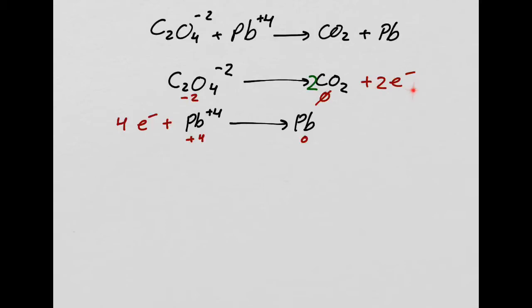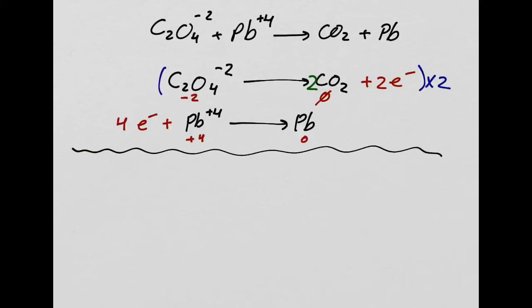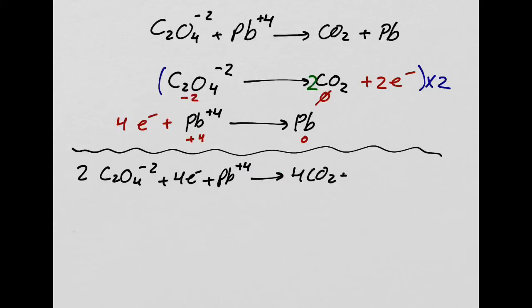Now last thing, this guy lost 2 electrons, this guy gained 4 electrons. That cannot be happening. These two have to be exactly the same. How do I make it? How about if I multiply this by 2? If I do that, this would be 4. It would match this one. Last thing to do is combine all the reactants together and combine all the products together. Don't forget to multiply this out. If I do that, I get 2 C2O4 minus 2 plus, when we come down there, 4 electrons plus Pb plus 4. Let's go to the product. 4 CO2 plus 4 electrons plus Pb.